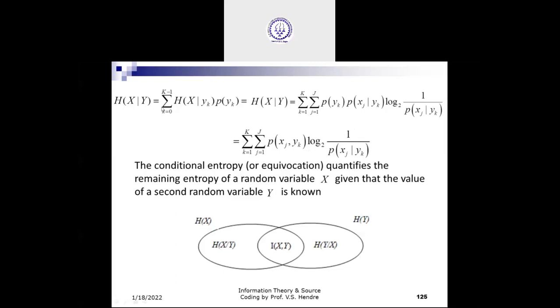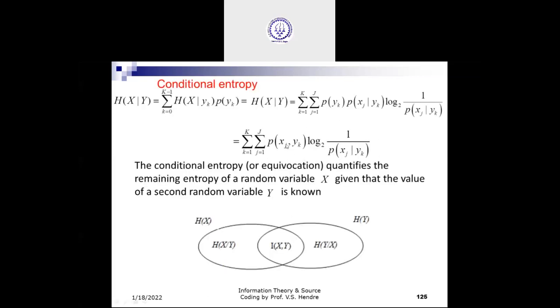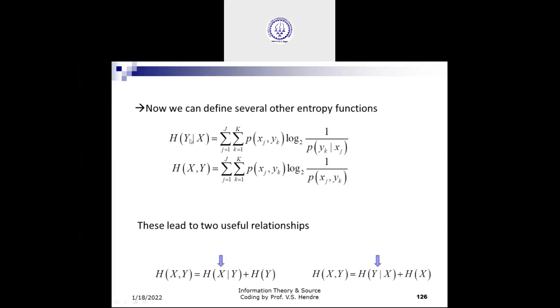Now, if I want to modify this formula for h of y given x, let me take this particular formula. This is h of x given y. For h of y given x, everything will be the same, only instead of xj given yk, it will be yk given xj. So I can have the formula h of y given x, summation j equal to 1 to j, k equal to 1 to k, p of xj comma yk log of 1 upon p of yk given xj. So it's very simple to remember both these formulas.